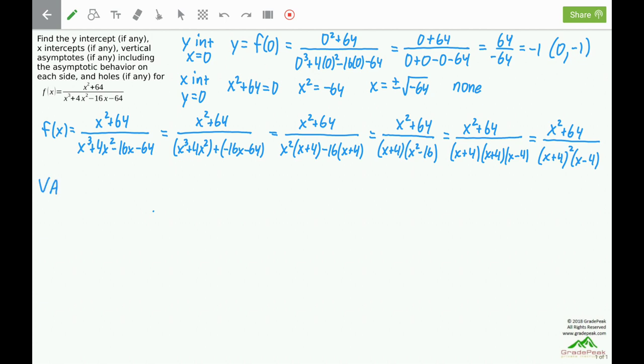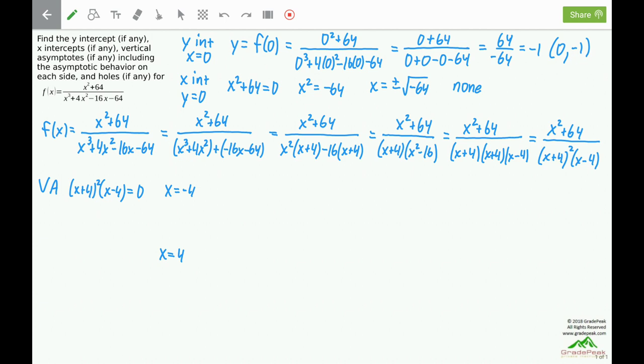The vertical asymptotes are found by taking the denominator in the fully factored canceled version of the function and setting it equal to 0. So x plus 4 squared times x minus 4, set equal to 0. Solving for x will give x equals negative 4 and x equals positive 4.